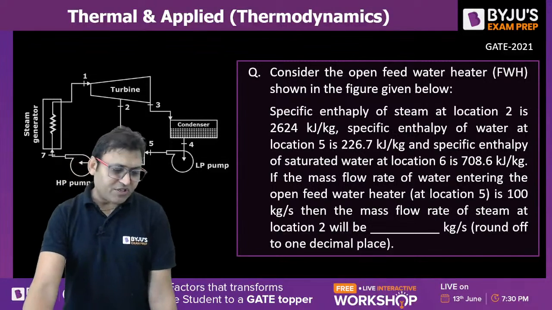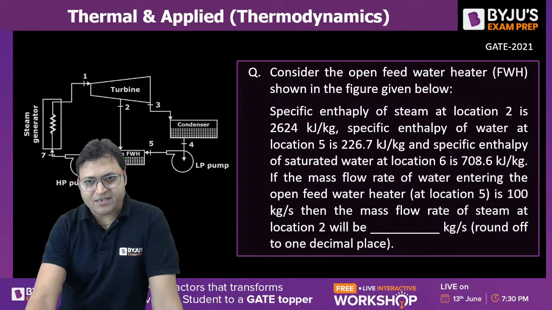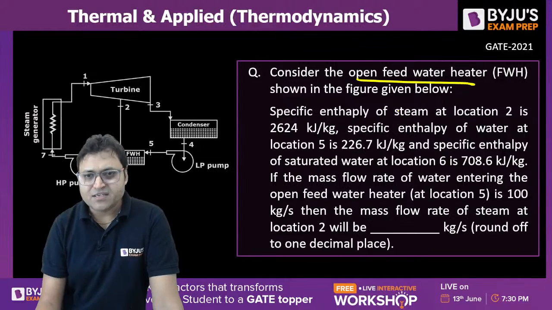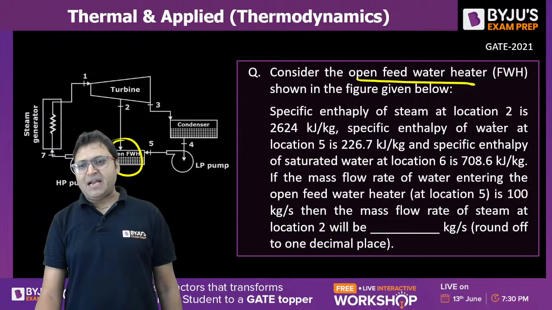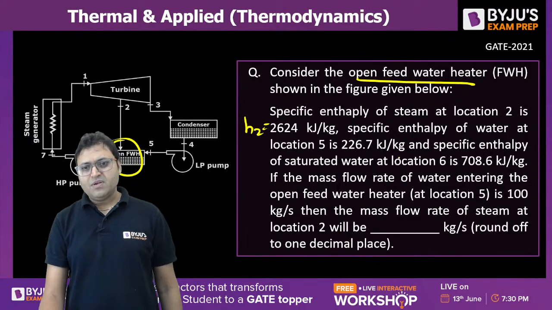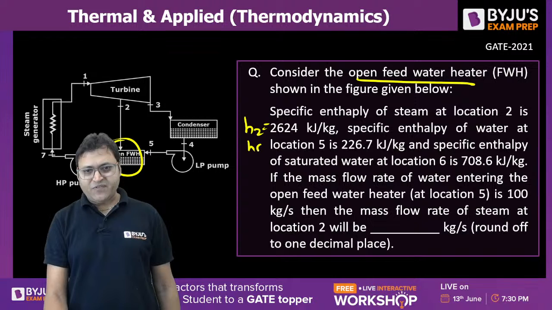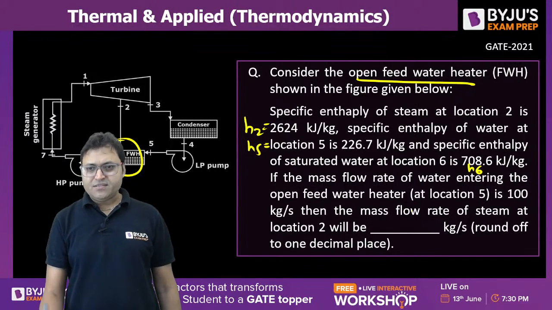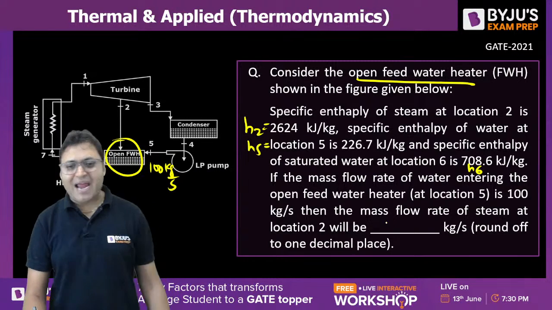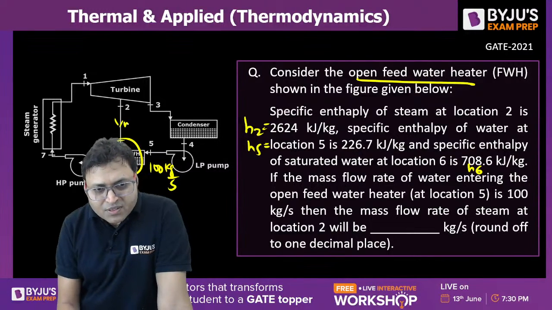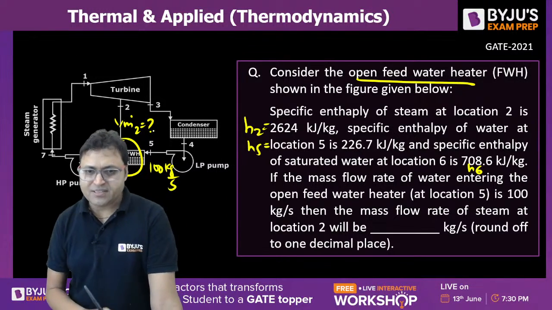The next question is again about mass and energy conservation. Consider the open feed water heater shown in the figure. Specific enthalpy of steam at location 2 is H2. Specific enthalpy of water at location 5 is H5. Specific enthalpy of saturated water at location 6 is H6. If the mass flow rate of water entering the open feed water heater at location 5 is 100 kg per second, then the mass flow rate of steam at location 2, that is M dot 2, is how much? That is the question.